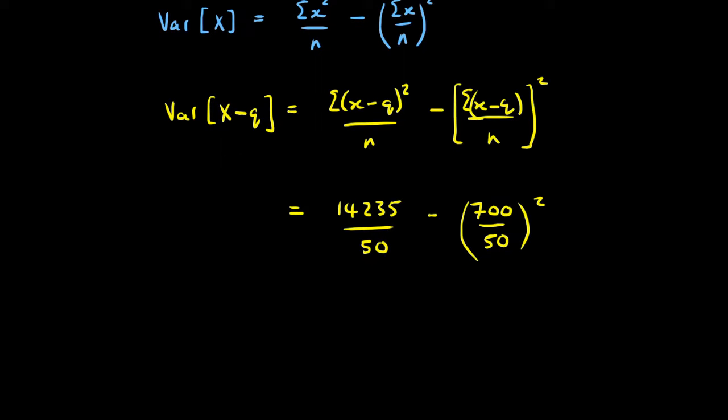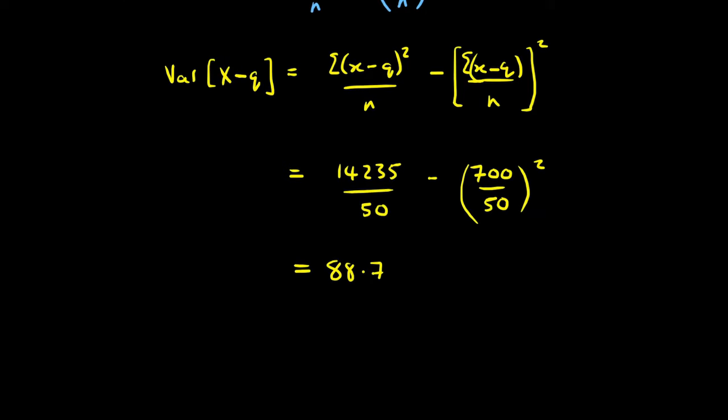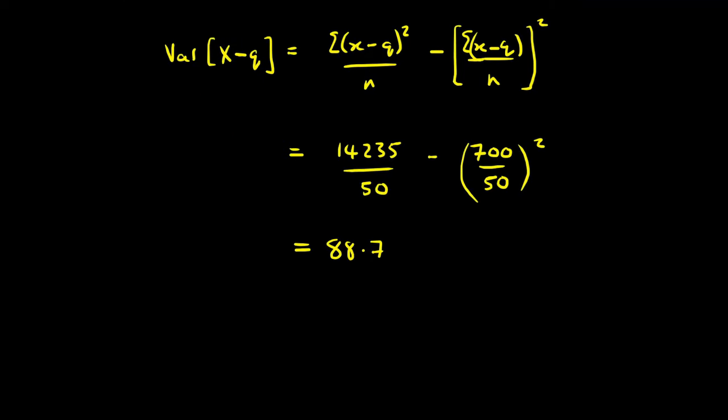Now we'll do 14235 divided by 50, and then minus that answer there. And I get 887 upon 10, which is 88.7. Now, remember what I said at the beginning, that the variance of x minus q is the same thing as the variance of x. So I can automatically state that this thing is actually just the variance of x.